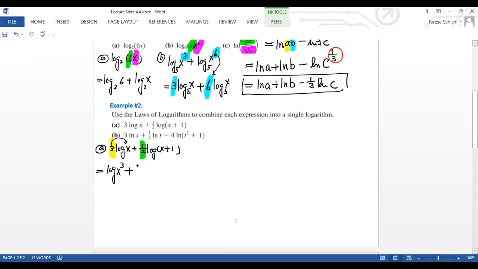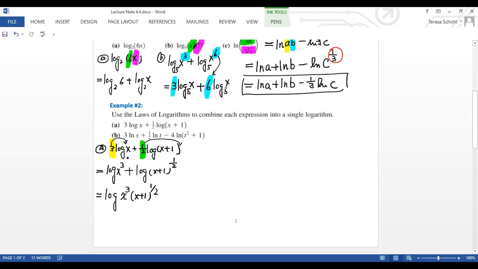Now in here, I need to bring this 1/2 inside. So this is 1/2, right? Now you see here, for both logs, there's nothing in front, so I can just do the multiplication. So what is the final answer? It will be x cubed, x plus 1 to the 1/2. Oh, by the way, here there's no base.